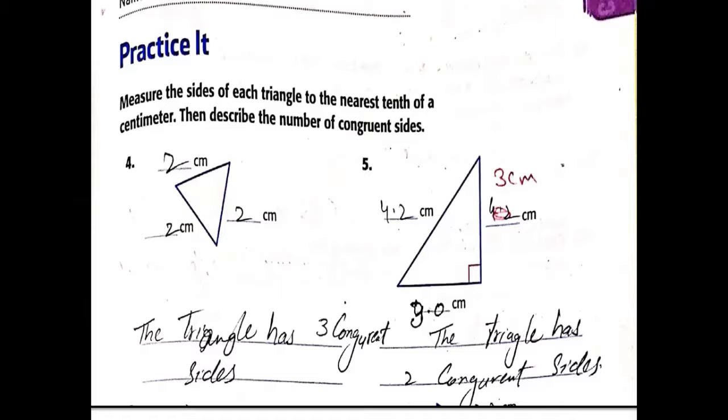Now we will study about the figure. In question number 5, we will measure the 3 sides one by one. One side is 4.2 cm, other side is 3 cm, third side is also 3 cm. We can see that the 2 sides are equal, 3 cm and 3 cm. Third side is different, that is 4.2 cm. We will write our observation in the given line. The triangle has 2 congruent sides because 2 sides are of 3 cm.